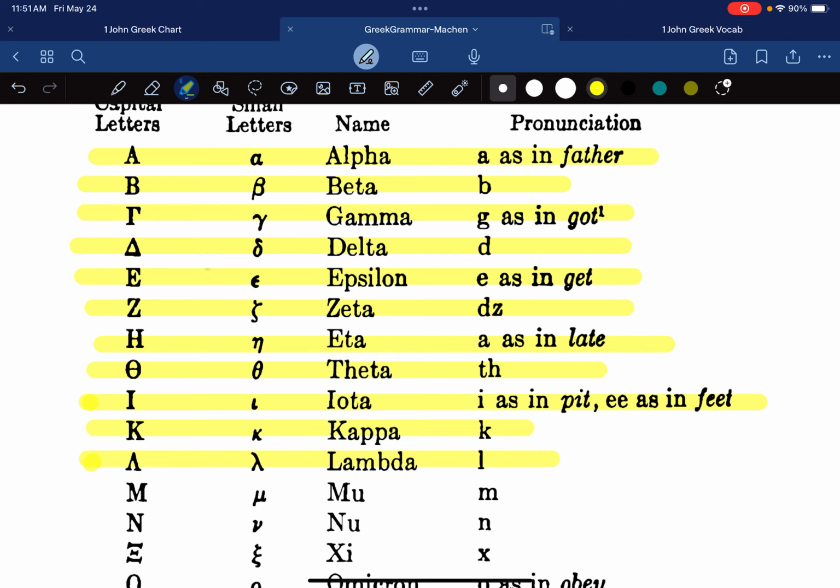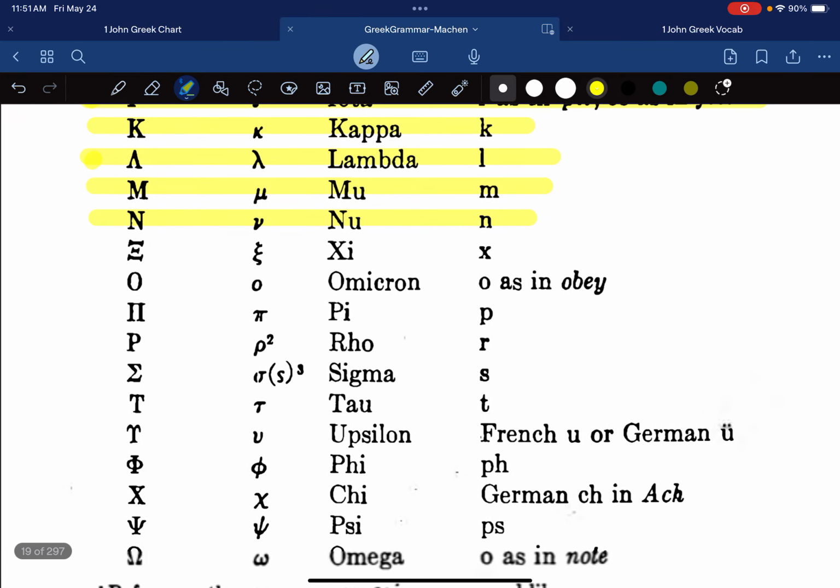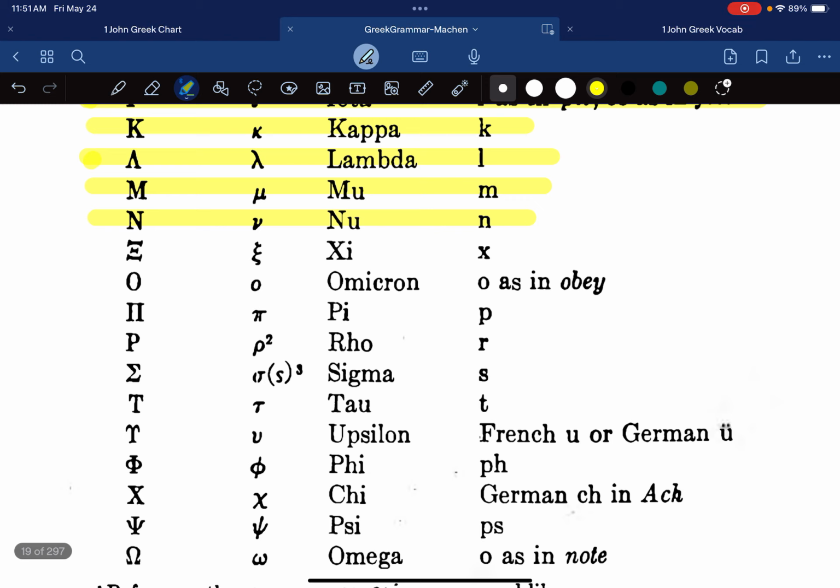Then we have the lambda, and it is pronounced like our English letter L, as in love or live. Then we have the letter mu, and this is the letter M in English, or sounds like the letter M in English, as in money. Then we have the nu, and this is pronounced like our letter N in English, as in now or never.